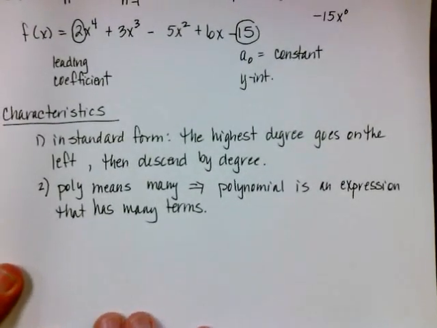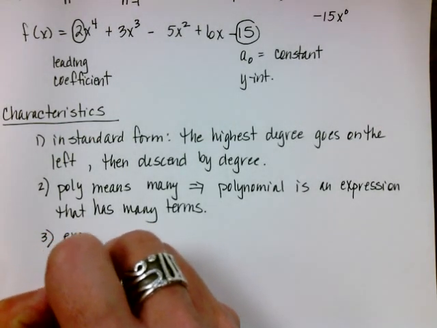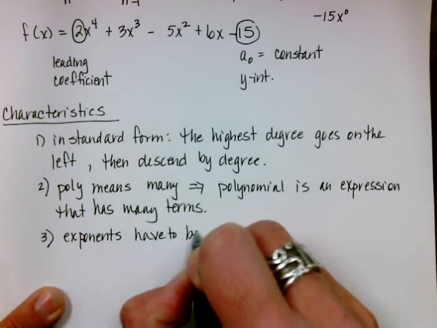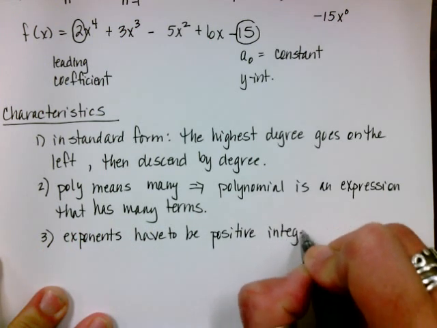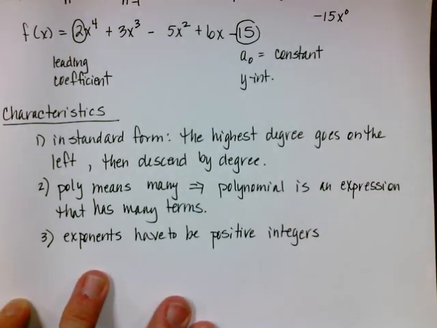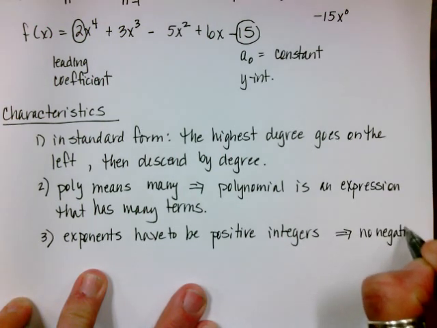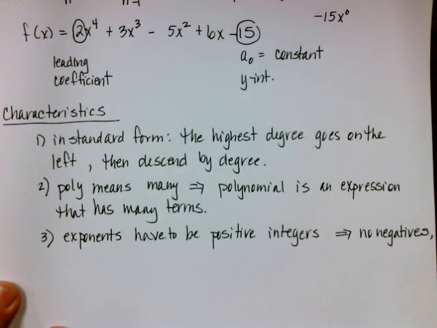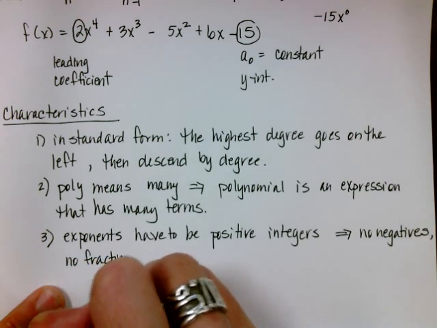The third one that I would tell you is that the exponents have to be positive integers. Okay, so it has to be a positive integer. So that means no negatives for the exponents. It's okay to have a coefficient that's negative. So no negative exponents and no fraction exponents.